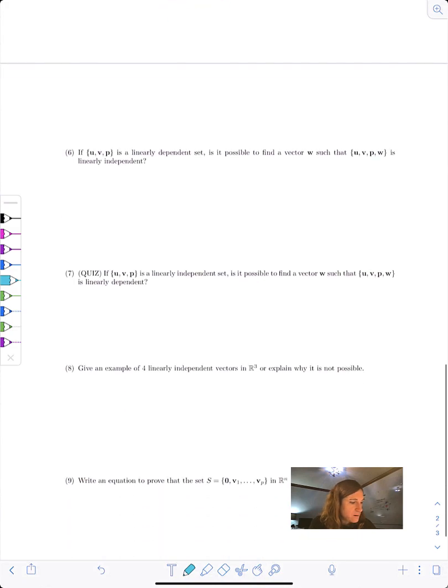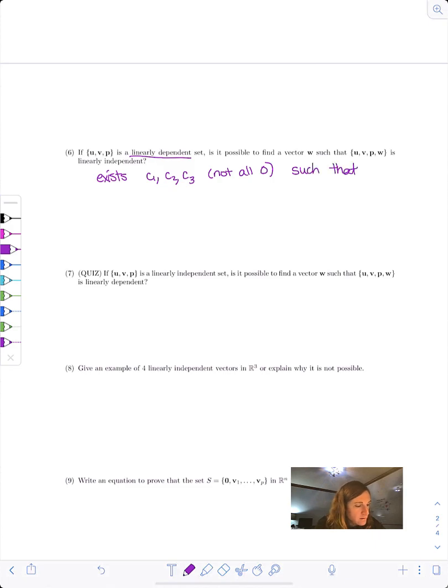Okay, so now we have a couple of more general questions. So let's say we have a set U, V, P that's linearly dependent. And so first of all, let's go ahead and write down, before we do anything else, that means there exist C1, C2, and C3 that are not all 0, such that C1 times U plus C2 times V plus C3 times P equals 0.